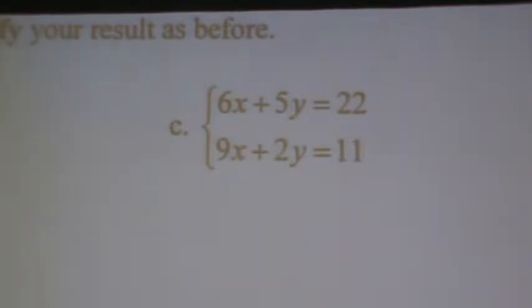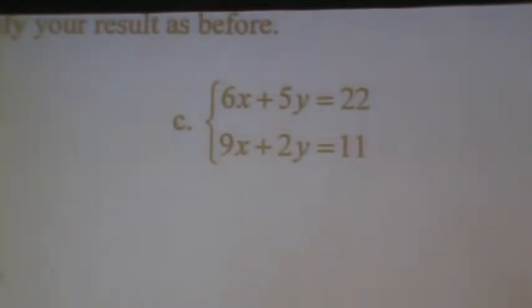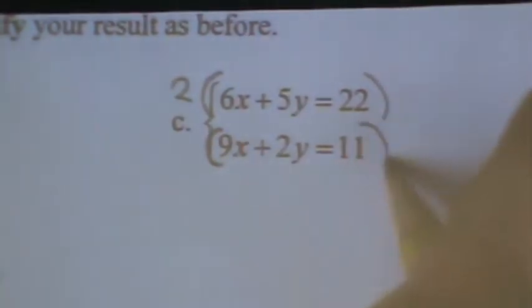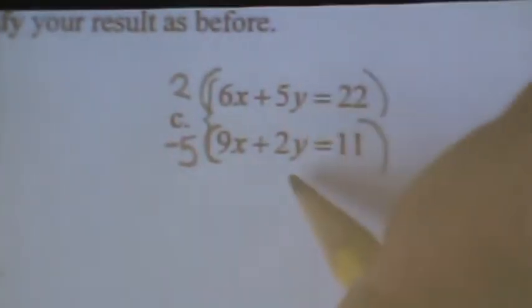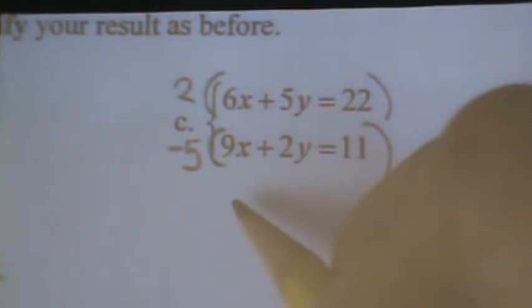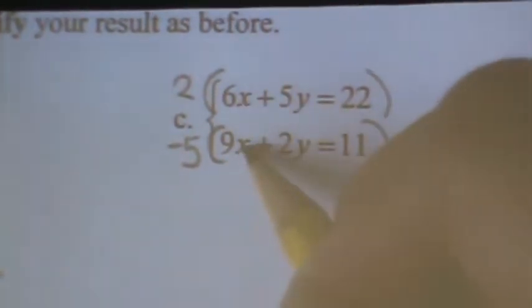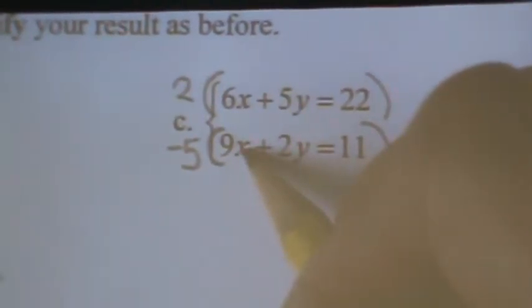Dwayne, multiply the top by 2 and the bottom by -5. You can do that. In that case, he's getting rid of the y's. Now you could have multiplied the top by 9 and the bottom by -6. Anyone think of something else they could have done?